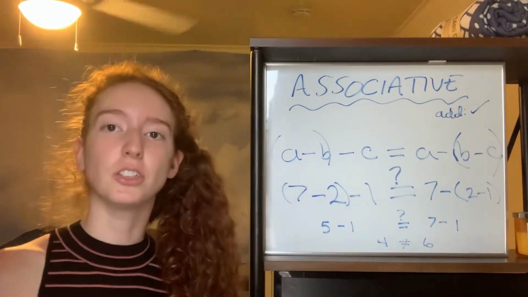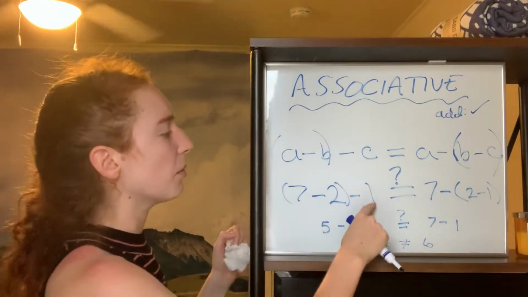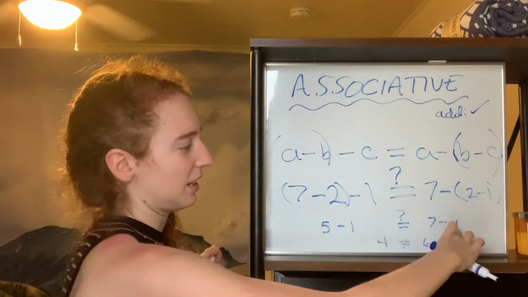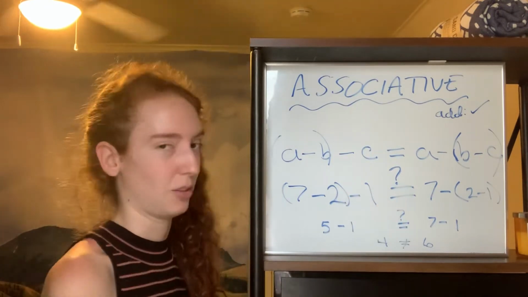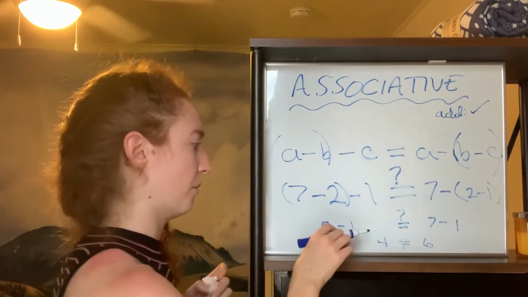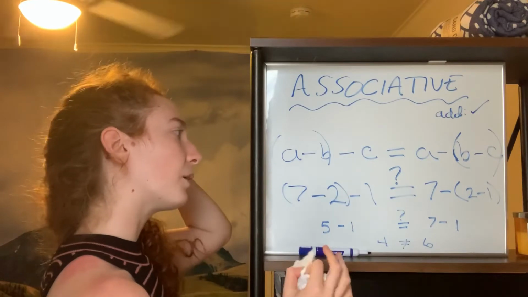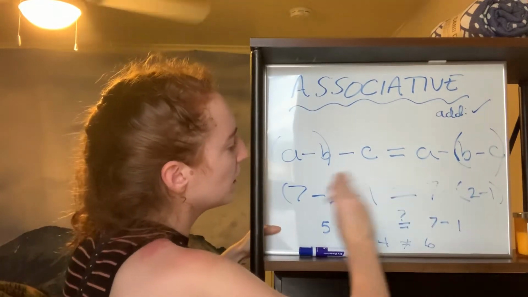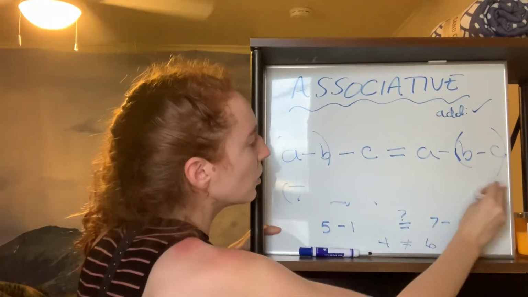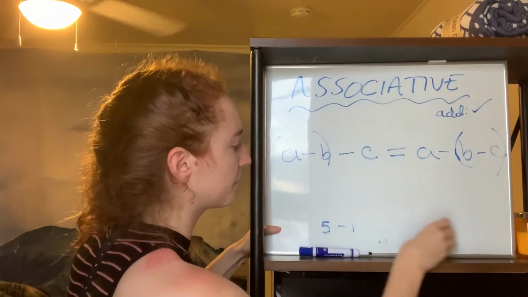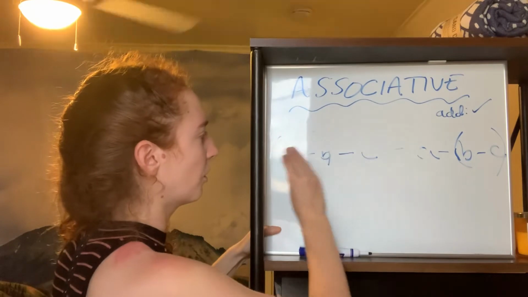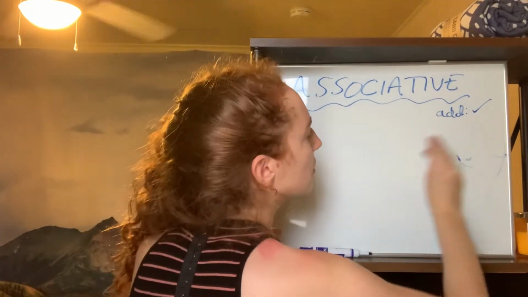I urge you to try out a couple examples on your own, maybe where this isn't a 1, because maybe the 1 at the end gets confusing to you, because 2 minus 1 is the same as just minus 1. So try out a couple examples on your own and really be assured that the associative property does not hold over subtraction. So for subtraction, I'm going to say no.